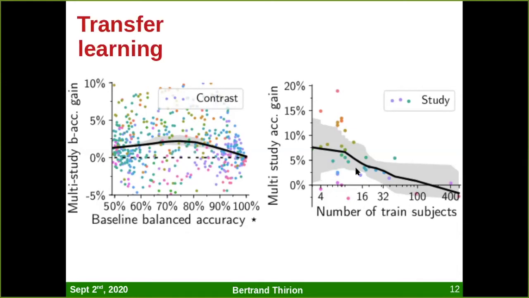Maybe much more interestingly, you can see on the right that the gain in accuracy decreases with the number of trained subjects in the study. So the smaller the study, the more you gain by learning a joint representation from this study together with the other. So there is some transfer from the large studies to the small studies.